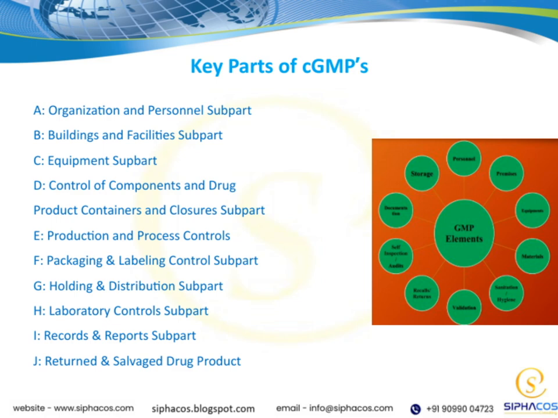The holding and distribution subpart ensures that the product remains within the required quality parameters during storage and transportation. Laboratory controls focus on testing and quality verification to confirm that every batch meets safety and efficacy standards. Records and reports subpart underscores the importance of thorough documentation for traceability, accountability, and continuous improvement. Lastly, the returned and salvaged drug product section deals with handling products that are returned or need to be recovered, ensuring they are safe and suitable for future use.